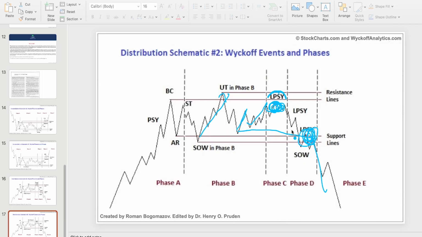So those are the two major schematics for distribution. I mean, obviously there are other schematics. There is the upsloping distribution as well, and downsloping. Usually with the downsloping distribution, you would rarely have an upthrust after distribution because it's already making lower lows. There's already weakness in the market. There's no reason for price to go up before it tanks down.